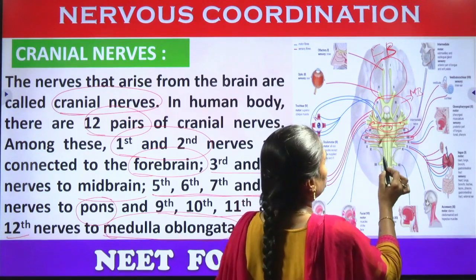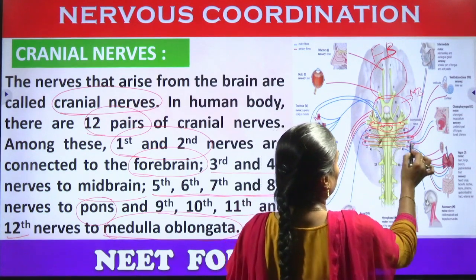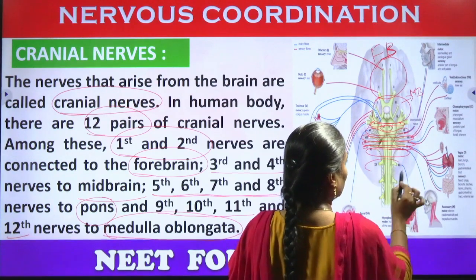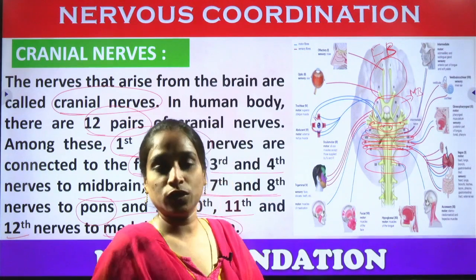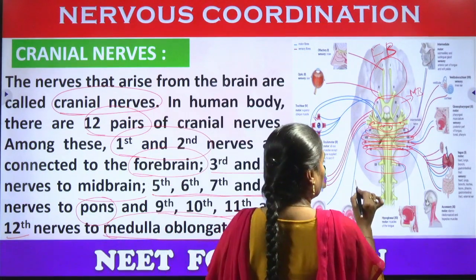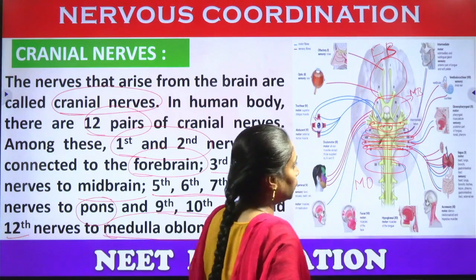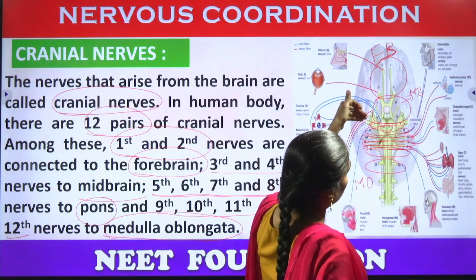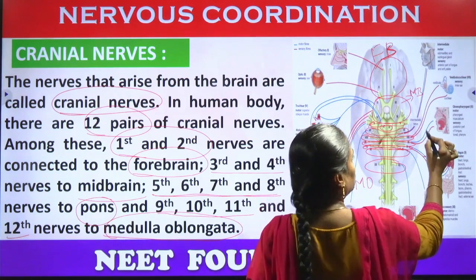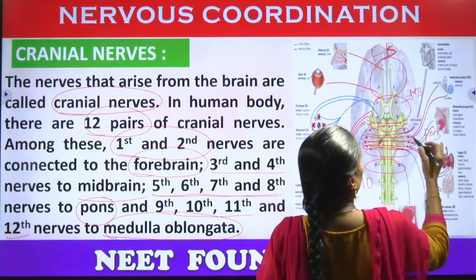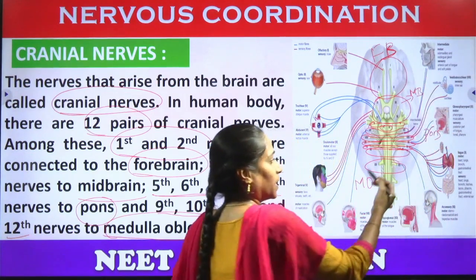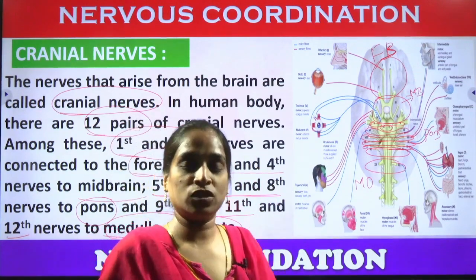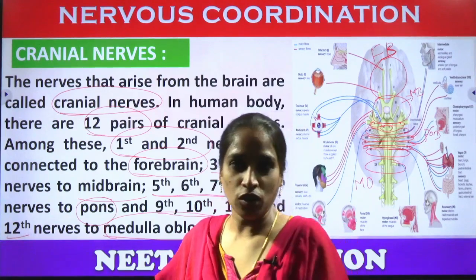And next, the last 4 pairs, the 9th, 10th, 11th and 12th pairs, are connected to the medulla oblongata. So 5th to 8th are related to the pons. Forebrain, midbrain, pons and medulla oblongata: these are the 4 partitions which are responsible for giving rise to the different pairs of cranial nerves.